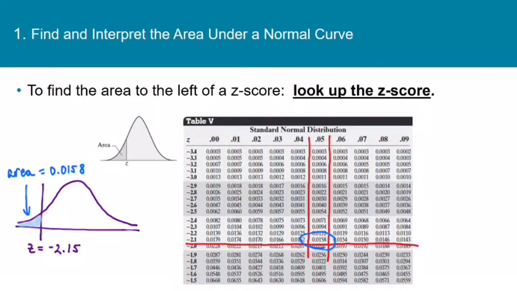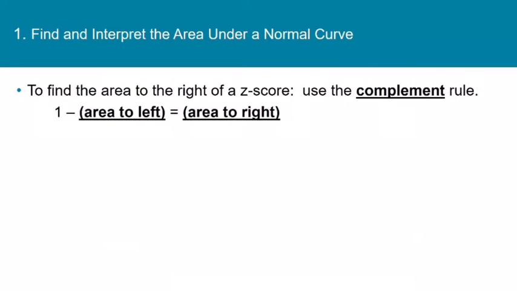Now remember, the table can only tell you the area to the left of a z-score. So what happens if you need to know the area to the right of a z-score? Well, in that case, you can use the complement rule. Remember, complement means we subtract from 1. So 1 minus the area to the left of a z-score equals the area to the right of that z-score.